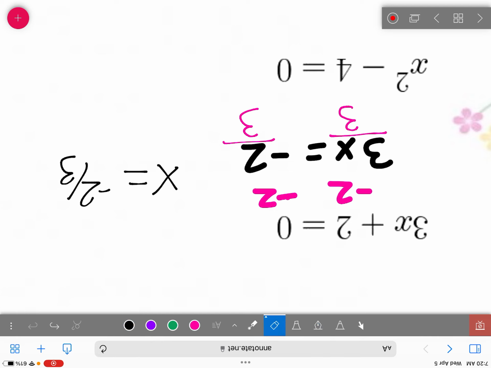I don't know why I switched thicknesses halfway through that problem, but I did. It's a thing. It's all right.